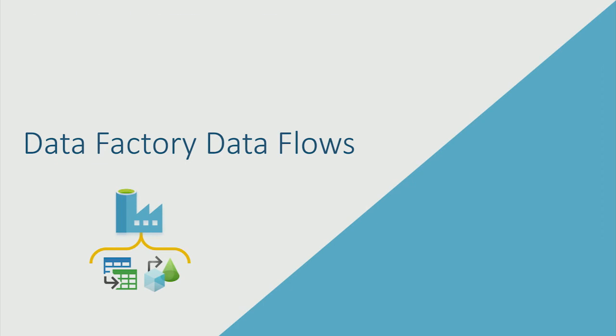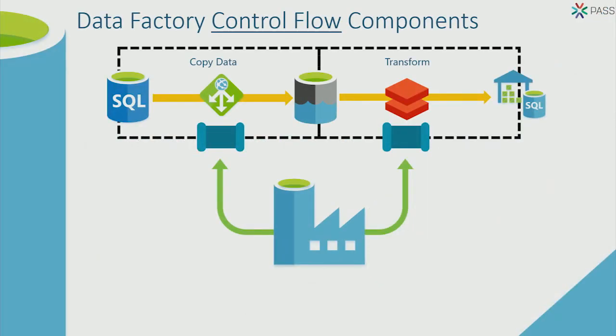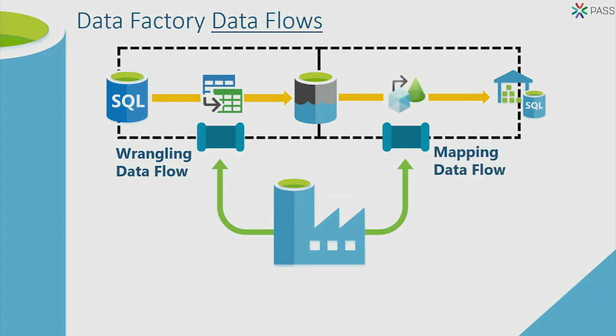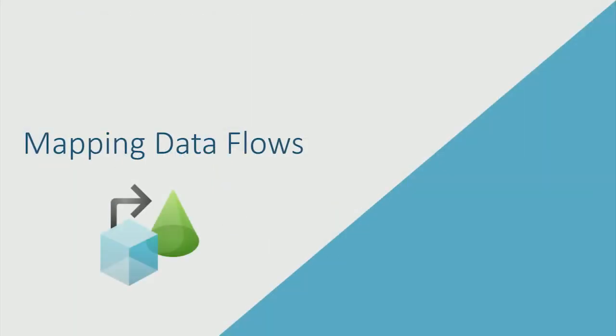So what is it? Well, in the context of our control flow that we've looked at, we can now actually say, well, within our pipelines, we have these new activities that are our wrangling data flows and our mapping data flows. And they sit there in our number 3 component. So let's firstly take a look at our mapping data flow.